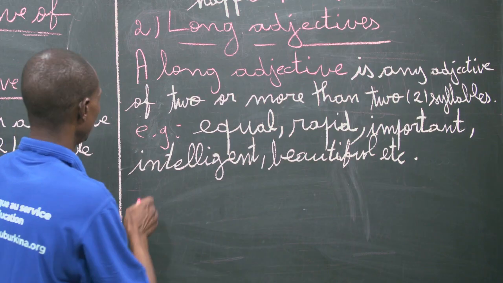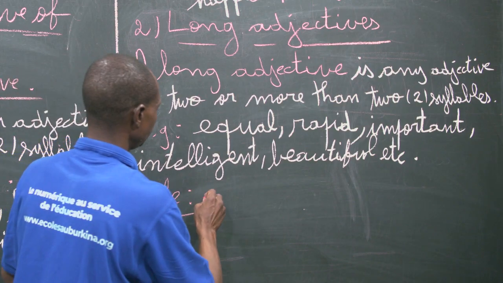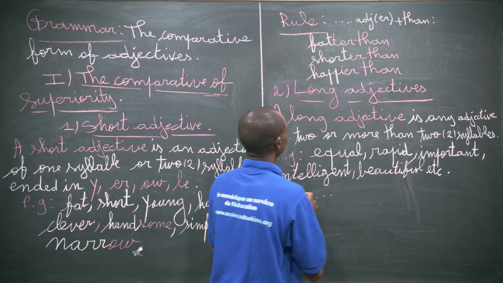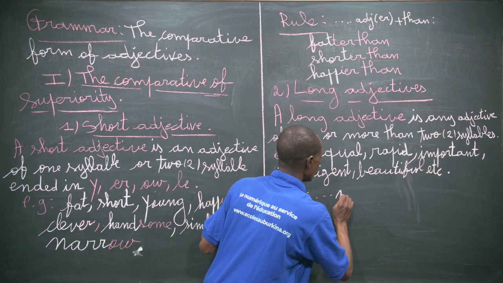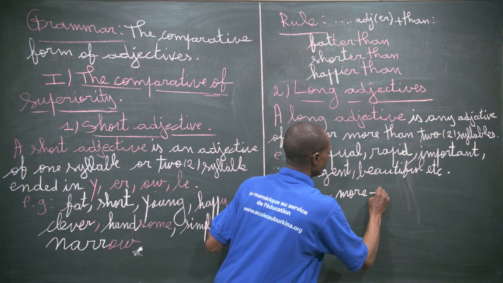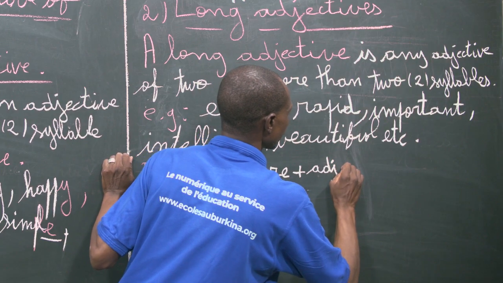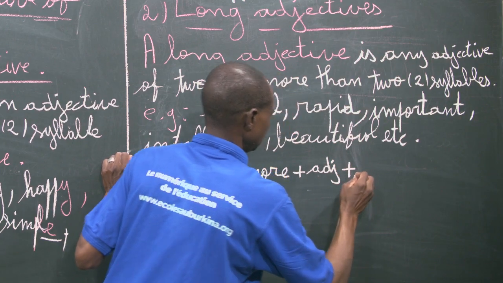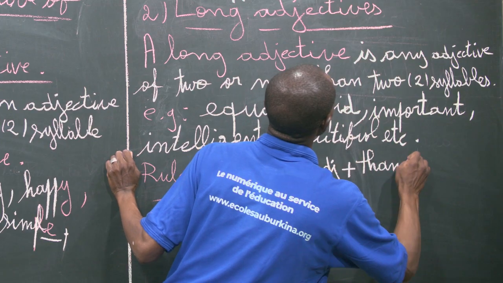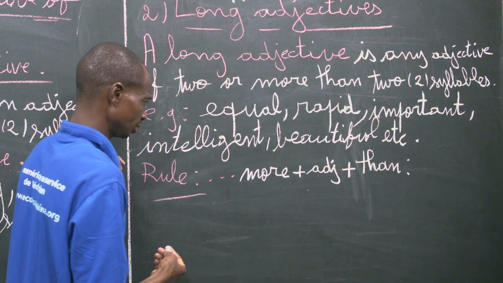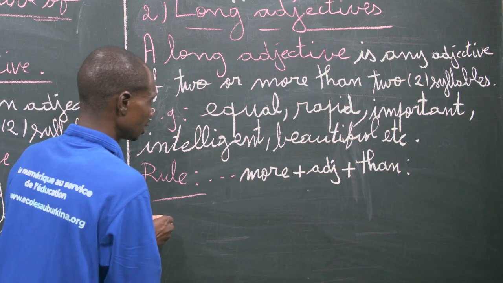Okay, now what is the rule of formation? The rule of formation is simple. We have the subject plus more plus the long adjective plus than, plus the second term. Okay, then here we can give some examples.